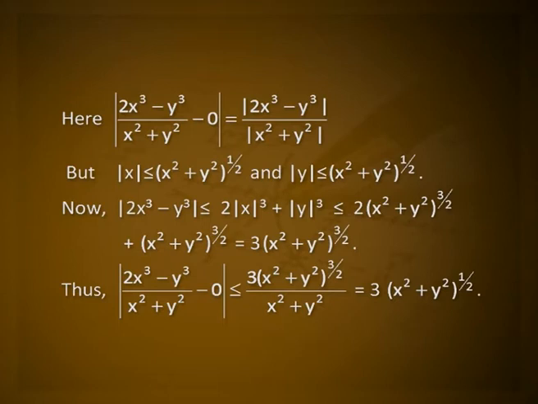Thus absolute value of (2x cube minus y cube) by (x square plus y square) minus 0 is less than or equal to 3 times (x square plus y square) whole raised to 3 by 2 by (x square plus y square), which is equal to 3 times (x square plus y square) whole raised to half. This quantity is less than epsilon whenever the distance (x square plus y square) whole raised to half between (x, y) and (0, 0) is less than epsilon by 3. So choose the positive number delta equal to epsilon by 3.